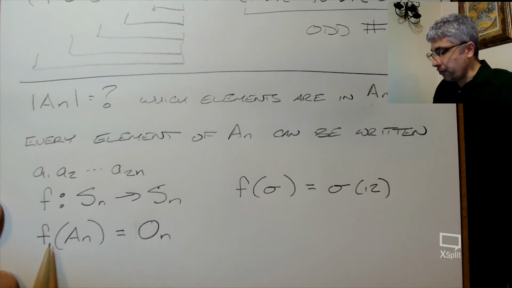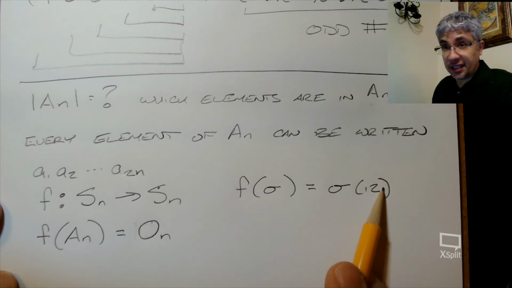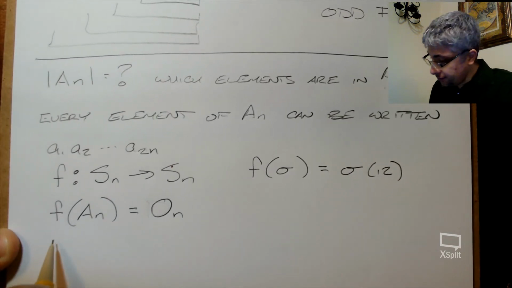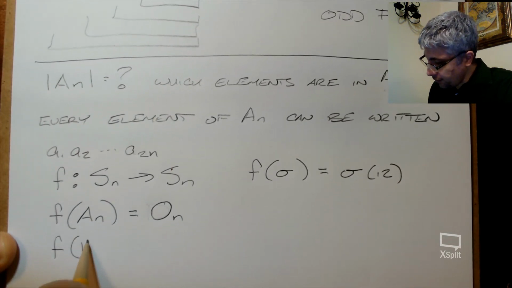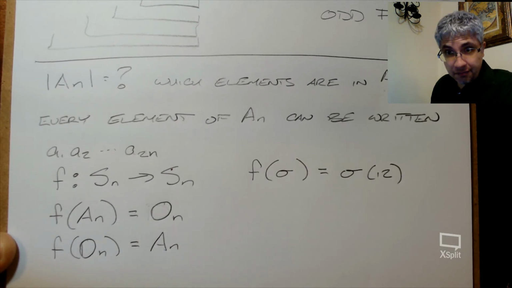Okay, so F maps the evens to the odds, because if you plug in an even permutation, it's going to take an extra 2-cycle at the end and toss it on. We're going to get an odd number of 2-cycles in total. And F also sends the odds to evens.